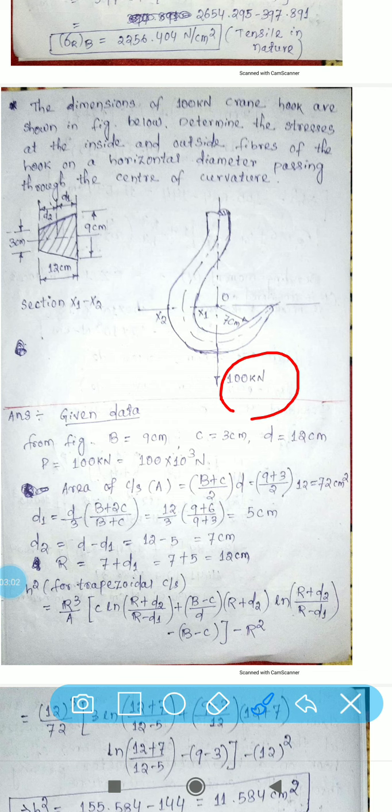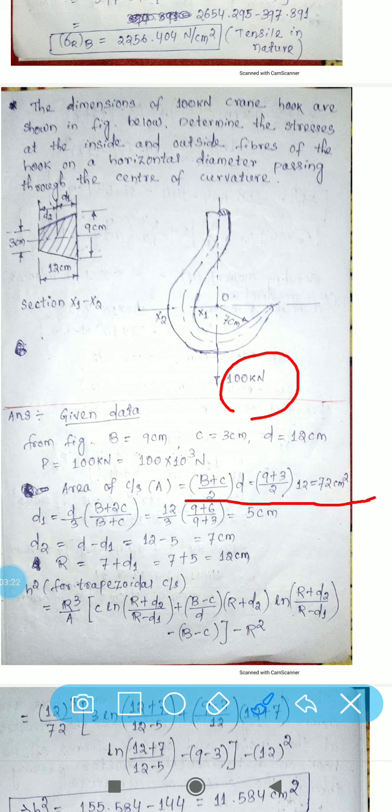Then you have to calculate the area of the cross section. For a trapezoidal section, A is equal to (B plus C) divided by 2 into D. Then you put in all values for B and C, and the area is 72 centimeter square.